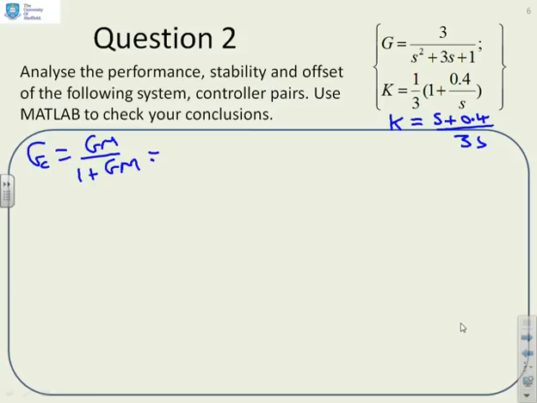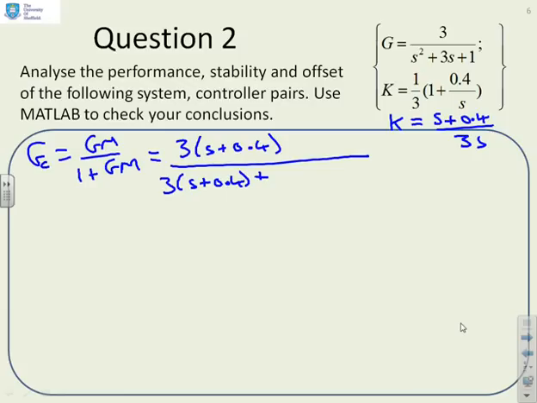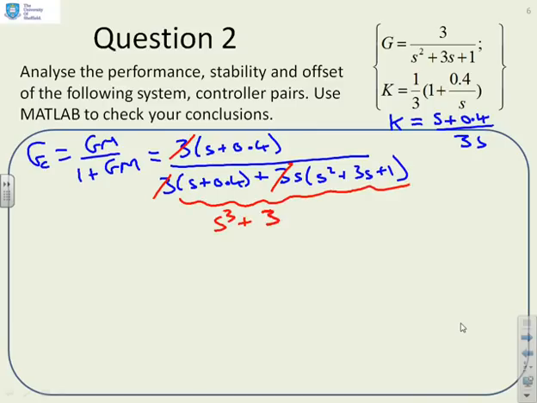So what do we get? We're going to get 3s plus 0.4 over 3s plus 0.4 plus 3s into s squared plus 3s plus 1. And the first thing you notice, of course, is there's a common factor of 3 throughout, so we can get rid of all of that. And then we can look at this polynomial here, and you'll see we get s cubed plus 3s squared plus 2s plus 0.4. And you're probably going to say, well, it's not immediately obvious to me whether that's good or bad, because it's a cubic.